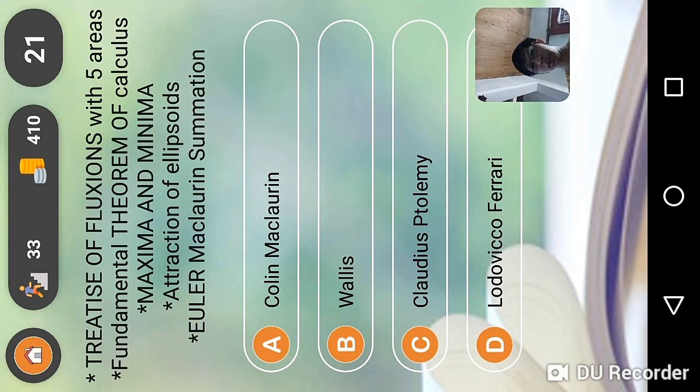Treatise of fluxions with 5 areas, fundamental theorem of calculus, maxima and minima, attraction of ellipsoids, Euler-Maclaurin summation. Oops, may Maclaurin doon. Colin Maclaurin.